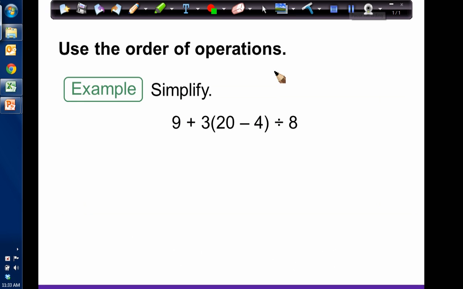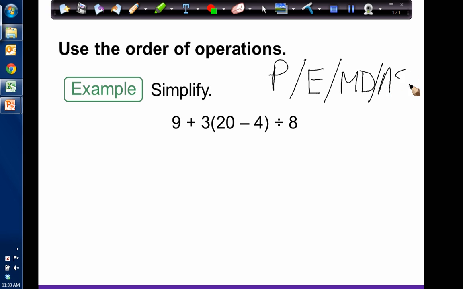Let's put PEMDAS into this problem. Let's see how it will help us with this problem. Multiplication, division, addition, and subtraction. Okay, so if we're working here, first we're going to do inside the parentheses. So we have 20 minus 4 first. So copy down everything else, 9 plus 3. Inside parentheses we have 20 minus 4, which is 16, okay, and then divided by 8. Okay, and now we don't have any parentheses, we don't have any exponents. I mean, we do have these parentheses, but with the 16, there's nothing to be done inside the parentheses.